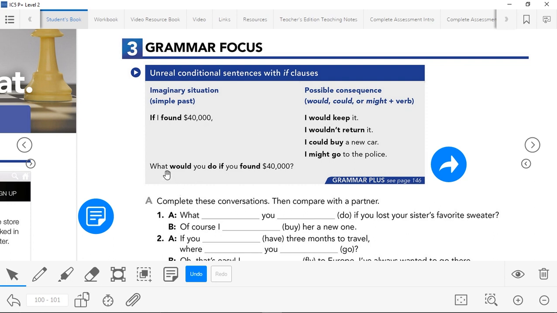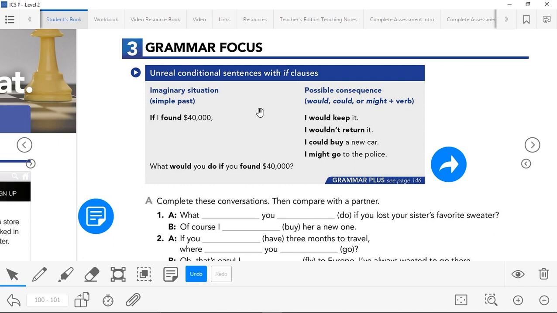For example, we have this question. What would you do if you found $40,000? Oh, if I found $40,000, I would keep it. If I found $40,000, I could buy a new car. And it's the same as we saw a couple of minutes ago. I could buy a new car if I found $40,000. I might go to the police if I found $40,000. In both of those cases, it is correct. It's just that if you start with if, then you need to put a comma in the middle.